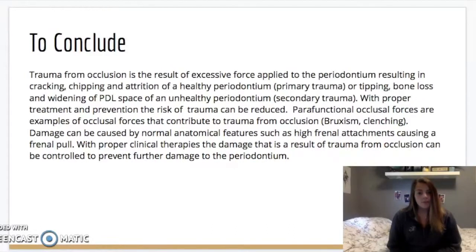With proper treatment and prevention, the risk of trauma can be reduced. Parafunctional occlusal forces are examples of occlusal forces that contribute to trauma from occlusion, such as bruxism and clenching. Damage can be caused by abnormal anatomical features, such as frenal attachments, and tight ones can cause a frenal pull. And with proper clinical therapies, the damage that is a result of the trauma from occlusion can be controlled to prevent further damage to the periodontium.